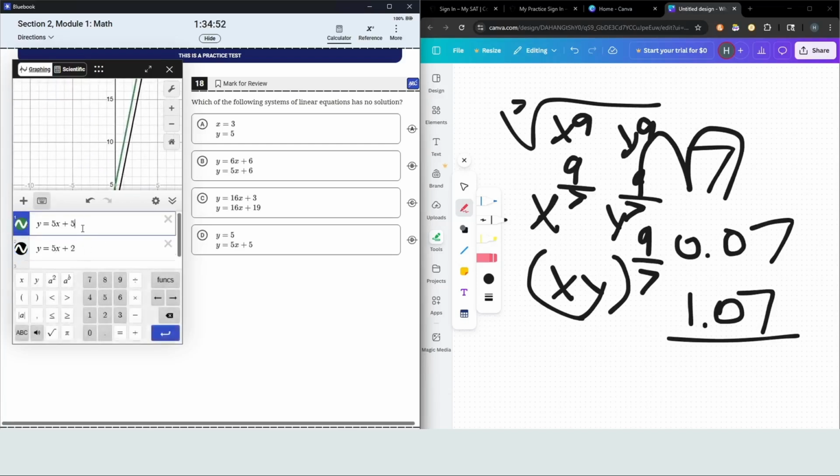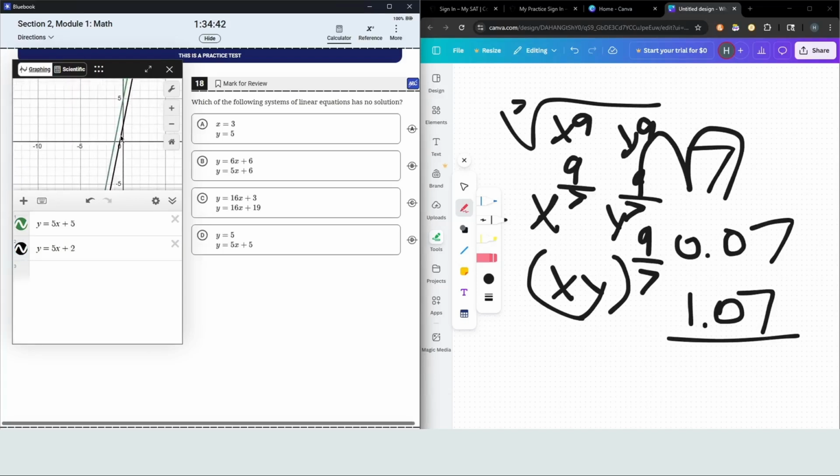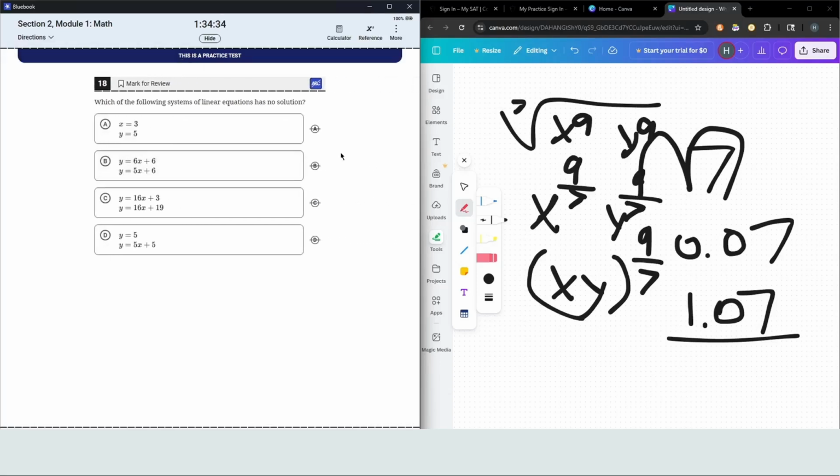It's important that they have different y-intercepts because if they were the same, then they would be on top of each other and then the lines would have an infinite number of solutions because they're the same line. But since they have different y-intercepts, you can see that they're different lines and they never touch because they have the same slope, different y-intercepts, meaning they're parallel. So that's exactly what we're looking for in question 18.